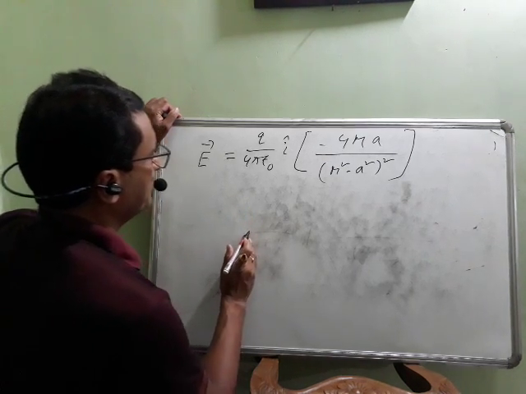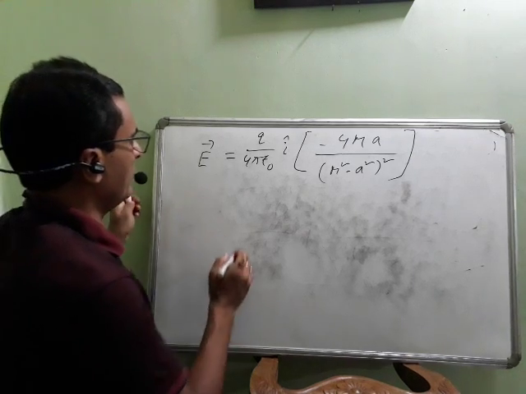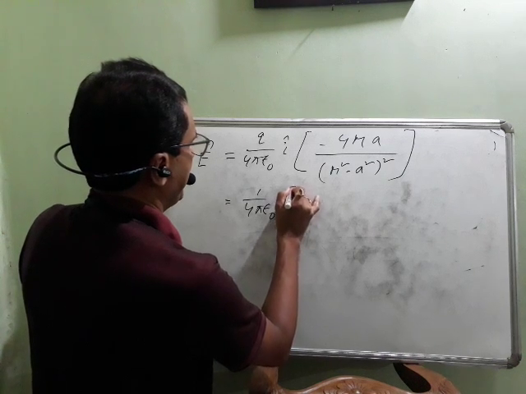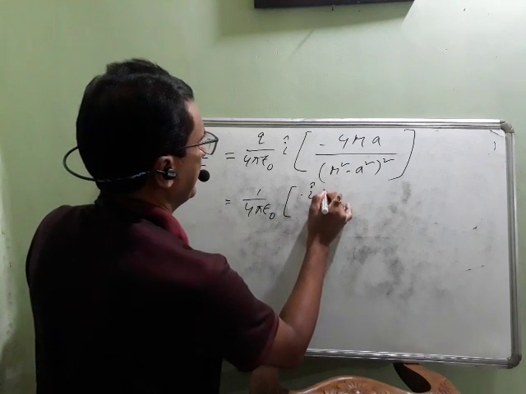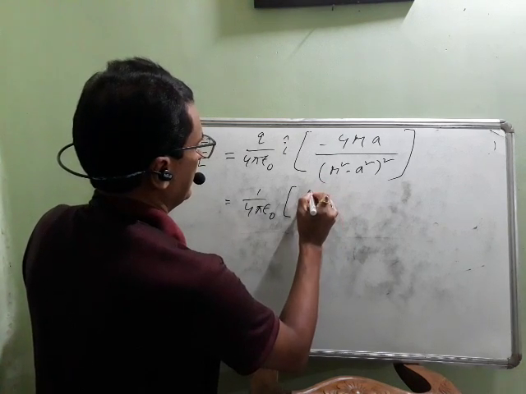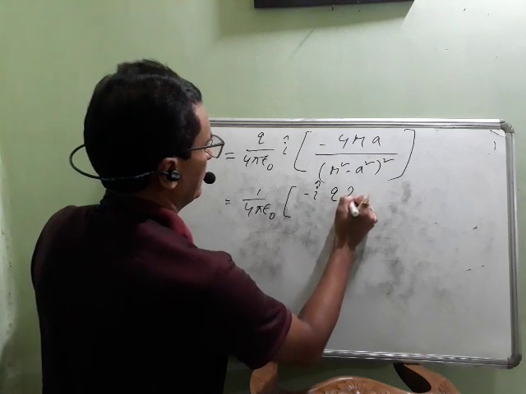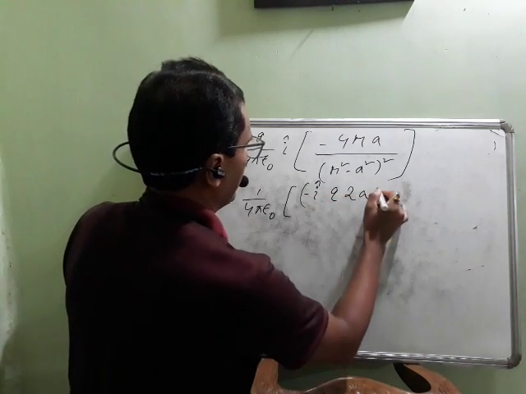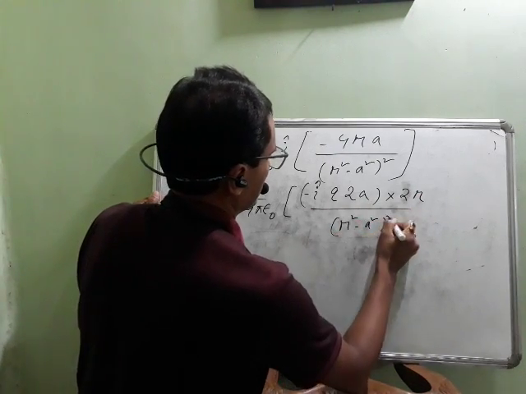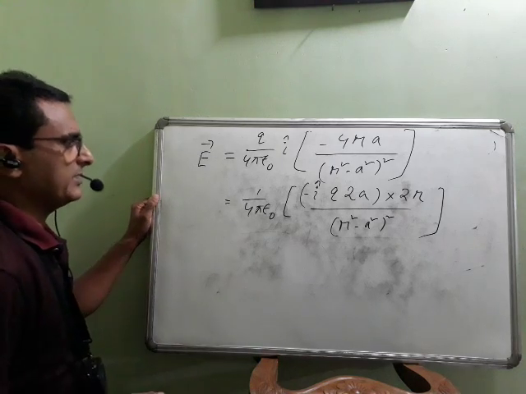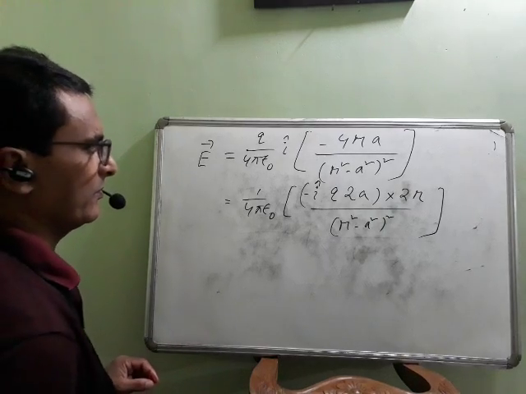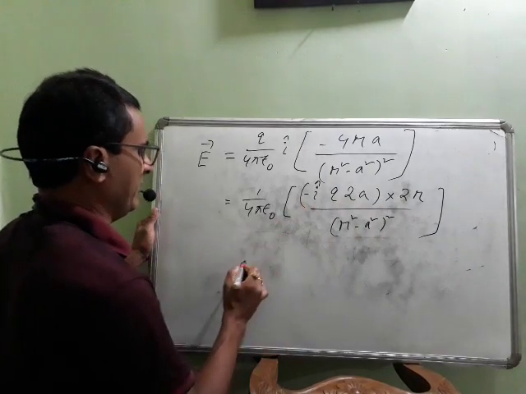For that, we will put 1 by 4 pi epsilon naught inside: minus i cap Q into twice A into twice R divided by (R square minus A square) whole square. Why are we making this arrangement? Because we can replace this term by the P vector.